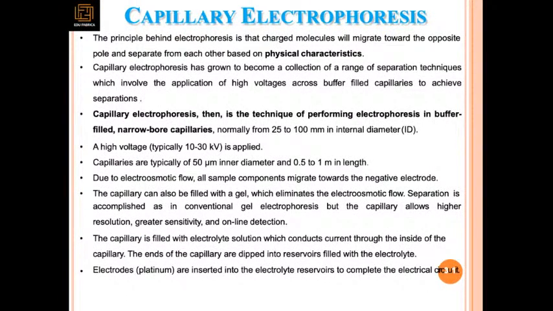Then there comes the most important one, capillary electrophoresis. This is also done in order to check big protein particles, which are not possible with normal electrophoresis. We use a very high voltage typically in this, and the capillary that we use here is around 50 micrometers in diameter and 0.5 to 1 meter in length. Due to electroosmotic flow, all sample components migrate towards the negative electrode, and the capillary is filled with electrolyte solution which conducts current through the inside of the capillary. Electrodes are inserted into electrolyte reservoirs to complete the electrical circuit.